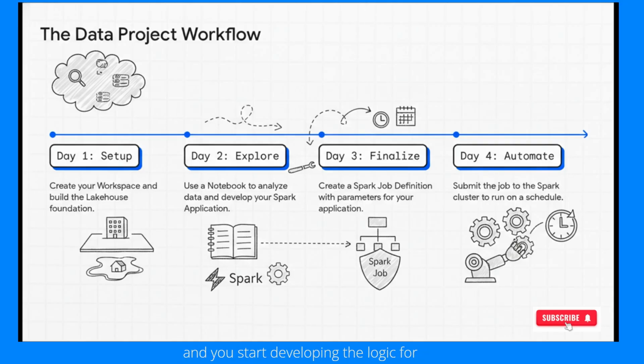You grab a notebook and you start developing the logic for your Spark application. Day 3, you finalize it. You take that logic and create a formal Spark job definition. And finally, Day 4, you automate it. You submit that job to run on a schedule. See, it's a really clear path from a rough idea all the way to a finished automated product.